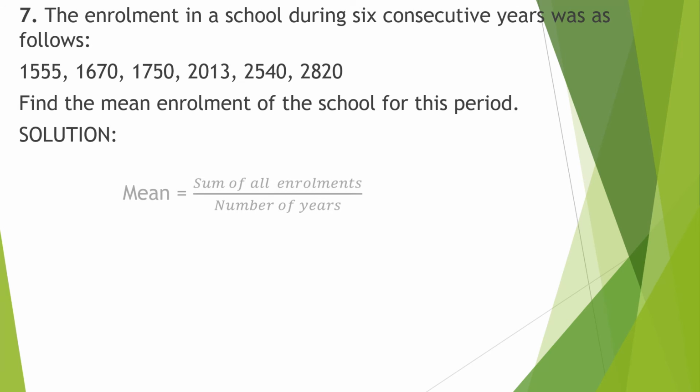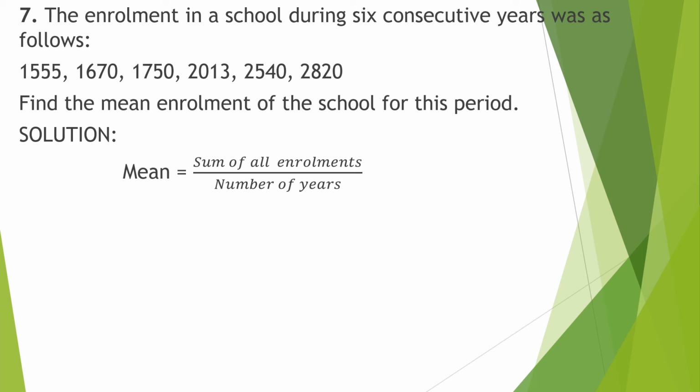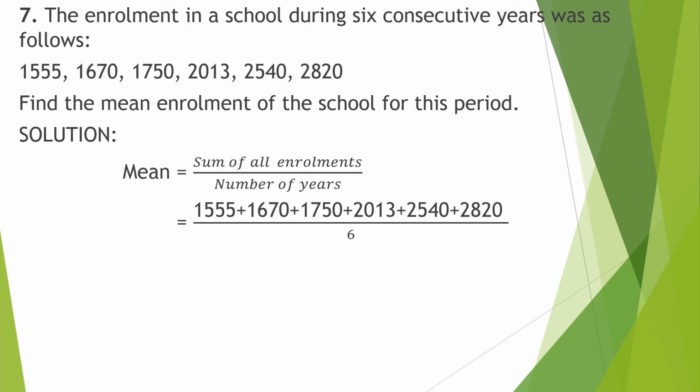So first we can write the formula of mean. Mean is equal to sum of all enrollments upon number of years. So we can add all these enrollment numbers and divide by 6. While adding we get 12,348 upon 6, which is equal to 2058.